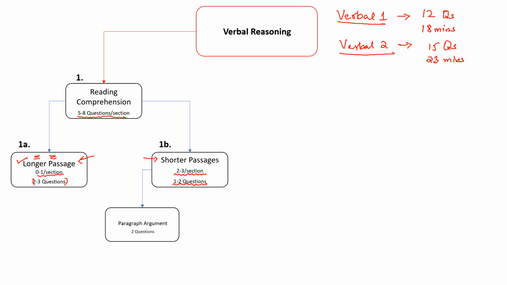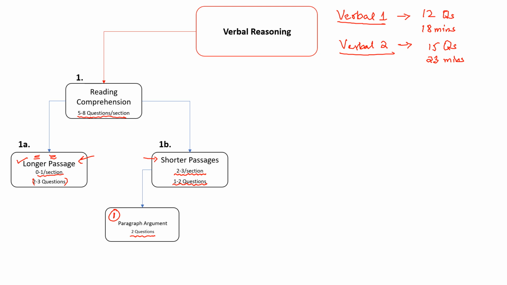Now, within these shorter passages, you have a subtype called a paragraph argument or the critical reasoning type passages. You can expect to see two such passages per section on the GRE. And I will have you start your verbal reasoning preparation from paragraph argument. The reason is because what you're required to do on the paragraph argument is what is basically at the heart of what is happening on the verbal reasoning section of the GRE, right?